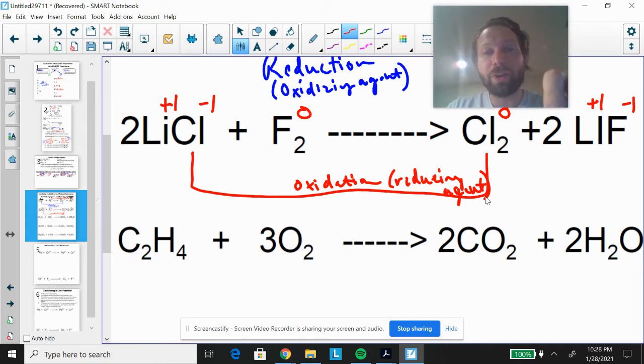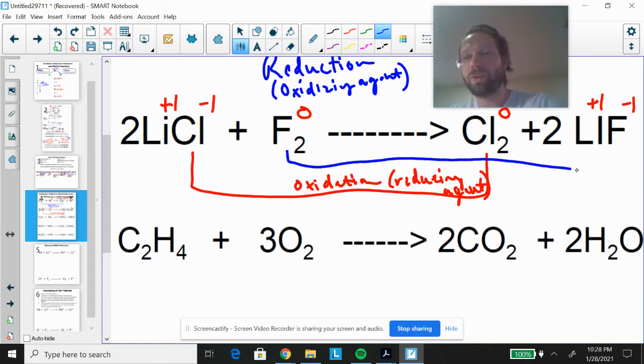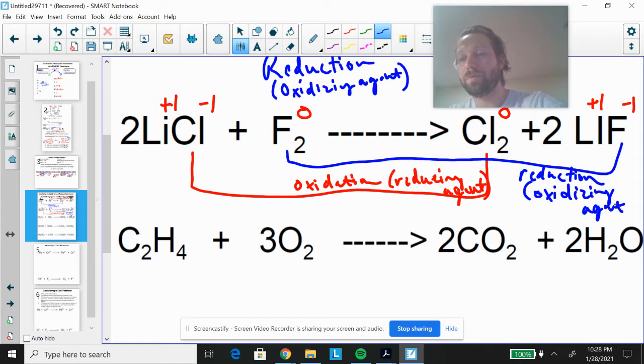Conversely, we see fluorine is 0 on the left and now -1 on the right. And so this is being reduced. And it's called the oxidizing agent. Remember, they're opposite. So if it's being reduced, that means it's the oxidizing agent. And it's the oxidizing agent because it is taking the electrons from the oxidized substance, in this case, the chlorine.